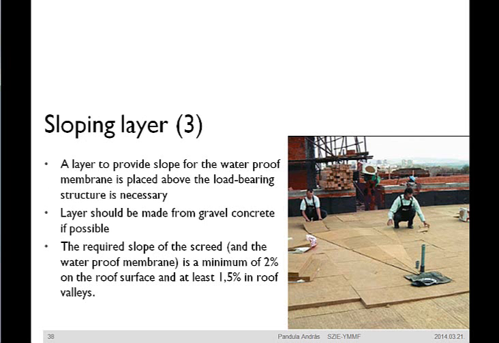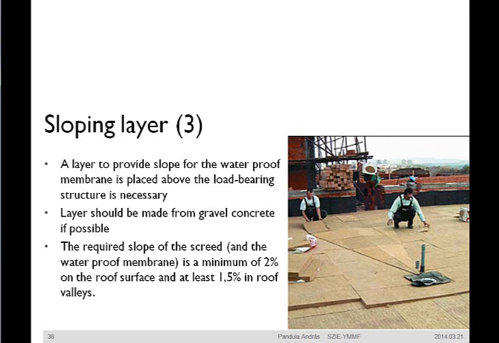The next layer is the sloping layer, which is marked with 3. The main role of this layer is to provide slope for the waterproof membrane, which is placed above the load-bearing structure. This layer should be made from gravel-bed concrete if possible, but lightweight concrete layers or stepped thermal insulation sheets are also used to reduce the screed thickness and the mass.